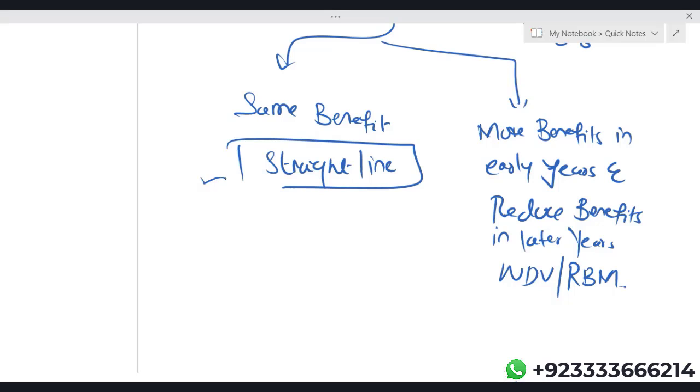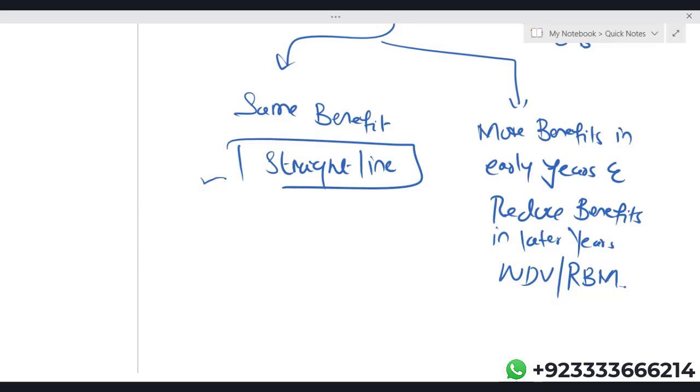But the important point is, if the pattern of economic benefit changes, then you have to change the depreciation method. And a change in depreciation method is treated as a change in estimate. And a change in estimate is always applied prospectively. Repeat, okay? If your company has realized that the economic benefit pattern has changed, for example, in the era of COVID, of course, the economic benefit pattern was changed altogether.